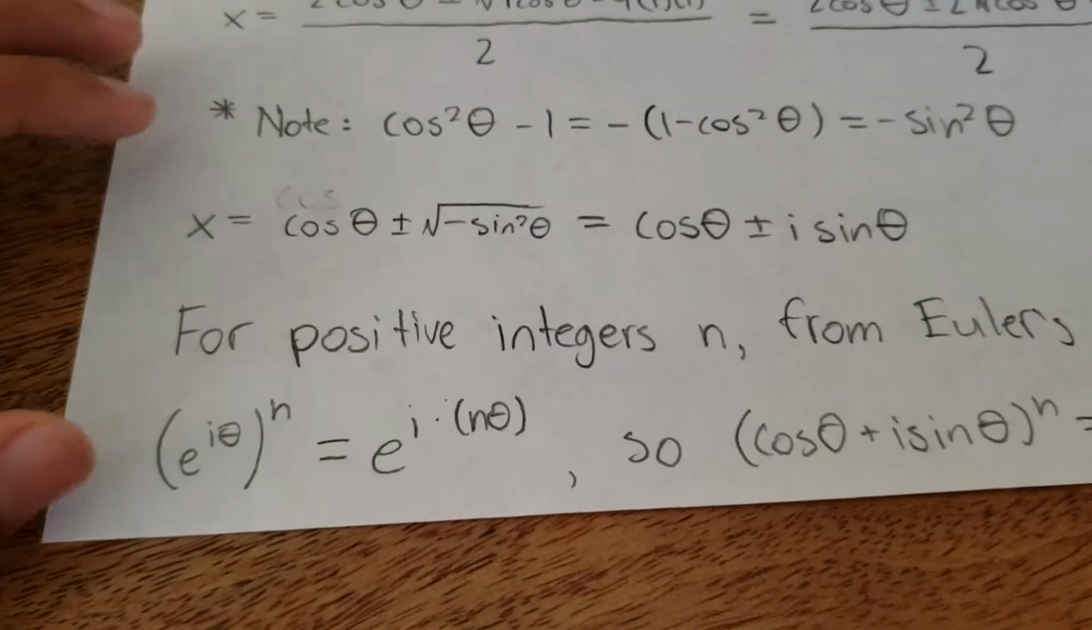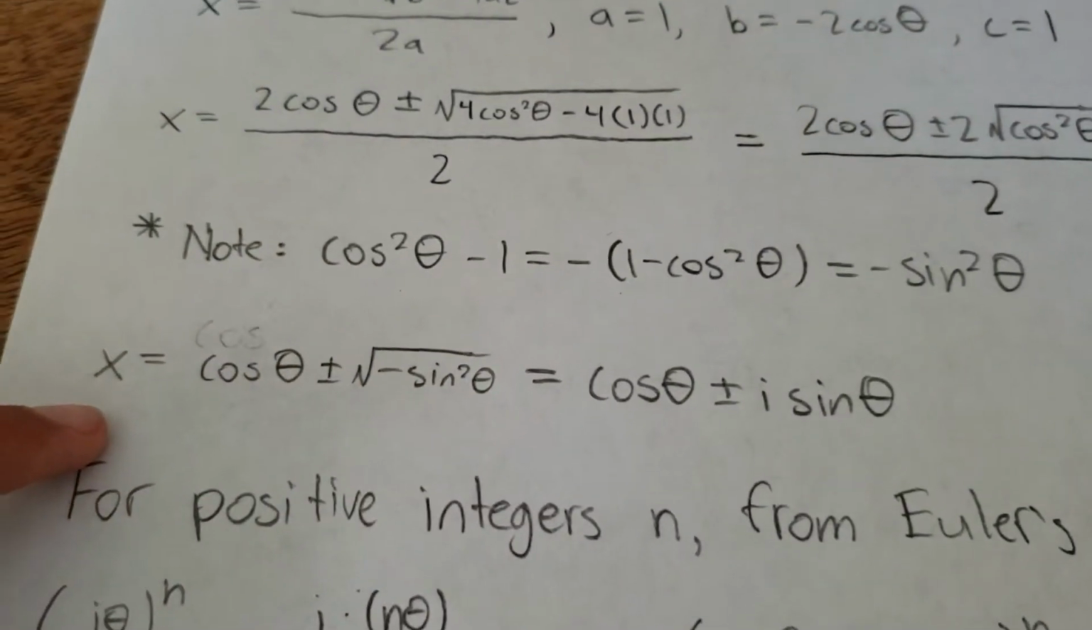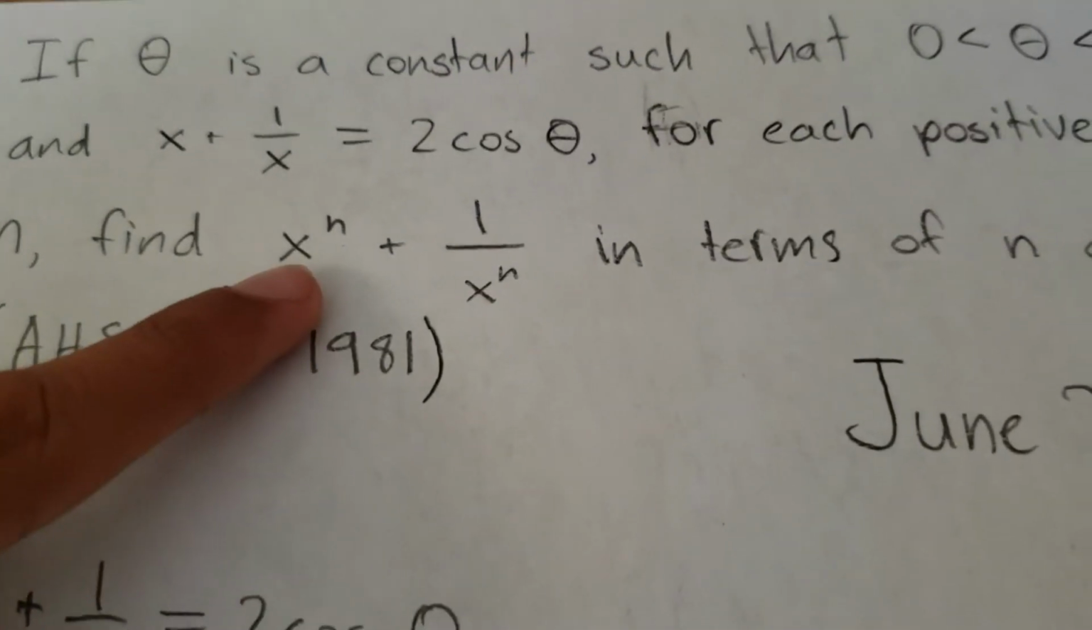So one more time, e to the i theta is cosine of theta plus i sine of theta. So e to the i theta, when we raise it to the nth power, because we want to plug x in over here, and it's raised to the nth power.